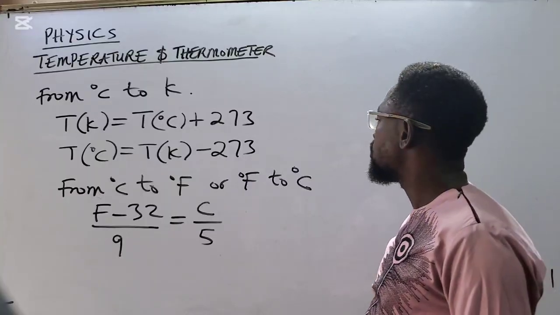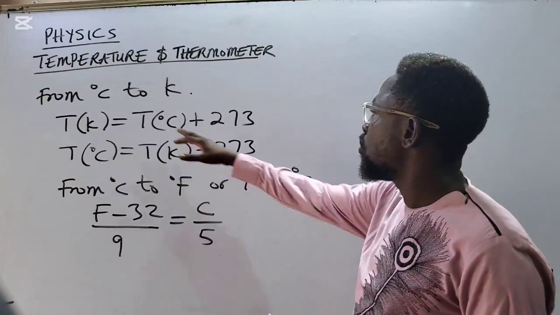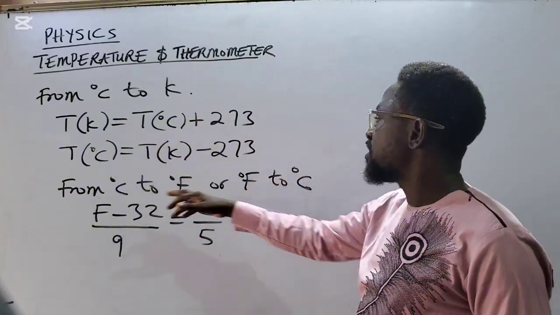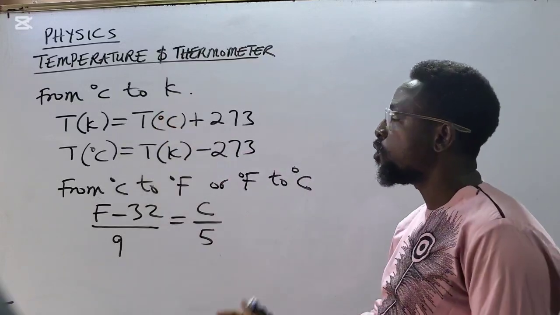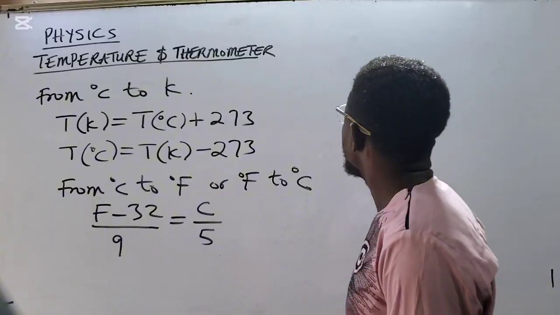And sometimes they may tell you to convert from degree Fahrenheit to Kelvin. To convert from degree Fahrenheit to Kelvin, convert first to degree C, then from degree C, convert to Kelvin. Let's take an example.